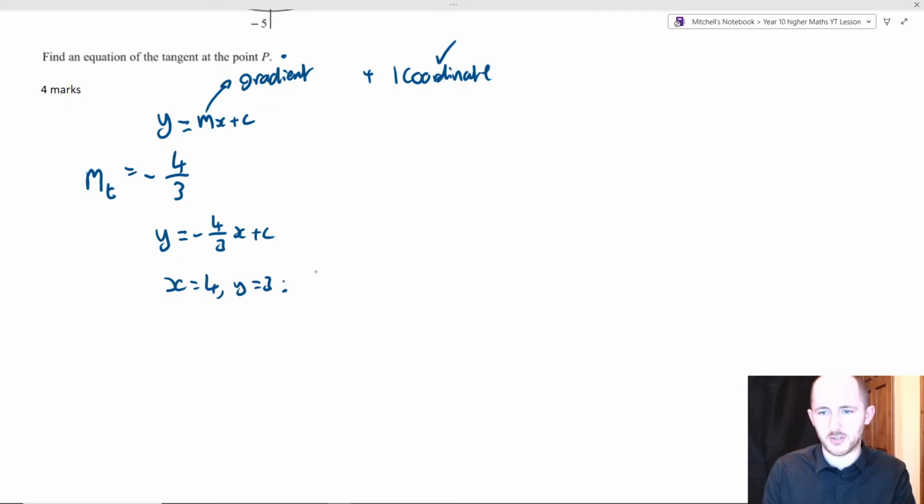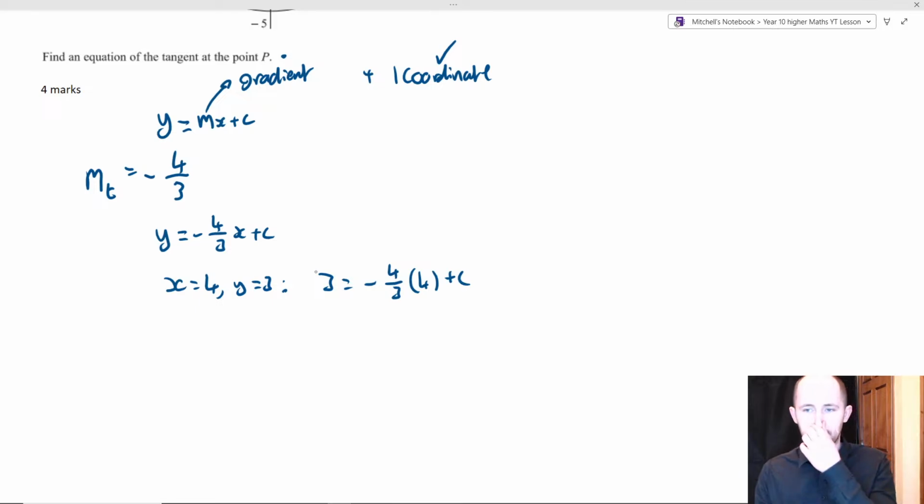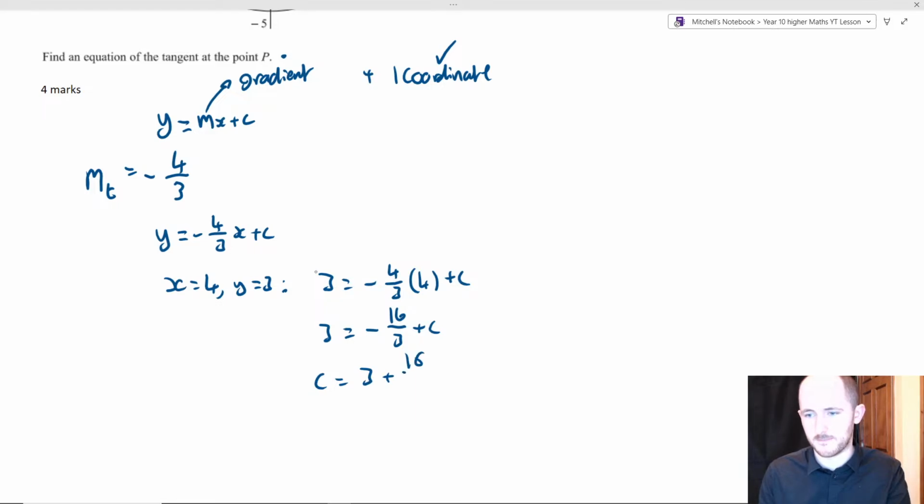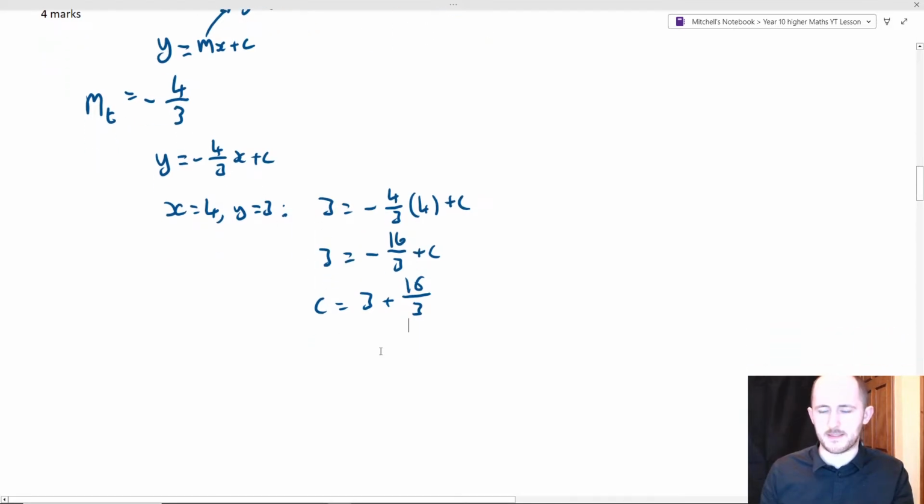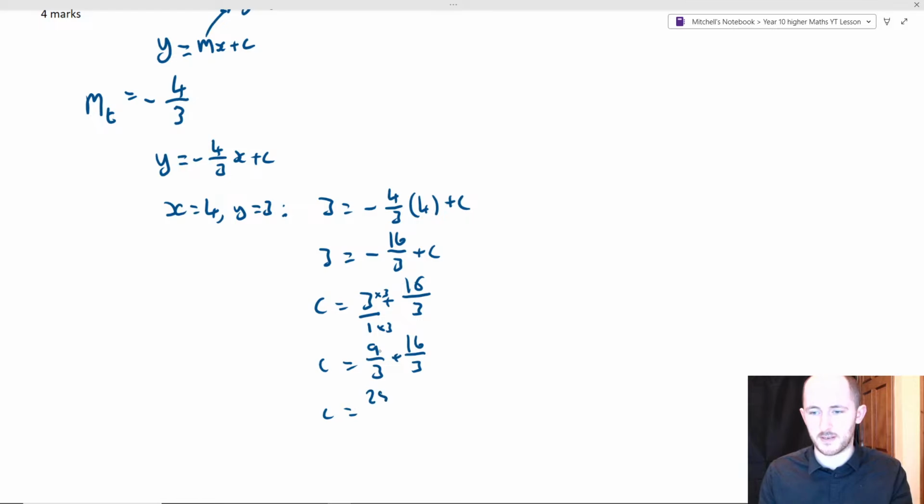So using that information, I have 3 is equal to negative 4 over 3 times 4 plus c. So that's going to be 3 is equal to negative 16 over 3 plus c. So c is equal to 3 plus 16 over 3 by adding 16 over 3 to both sides. And what we need to do is make the denominators the same. So put that over 1, times the top and bottom by 3. So it's just 9 over 3 plus 16 over 3, which is just 25 over 3.